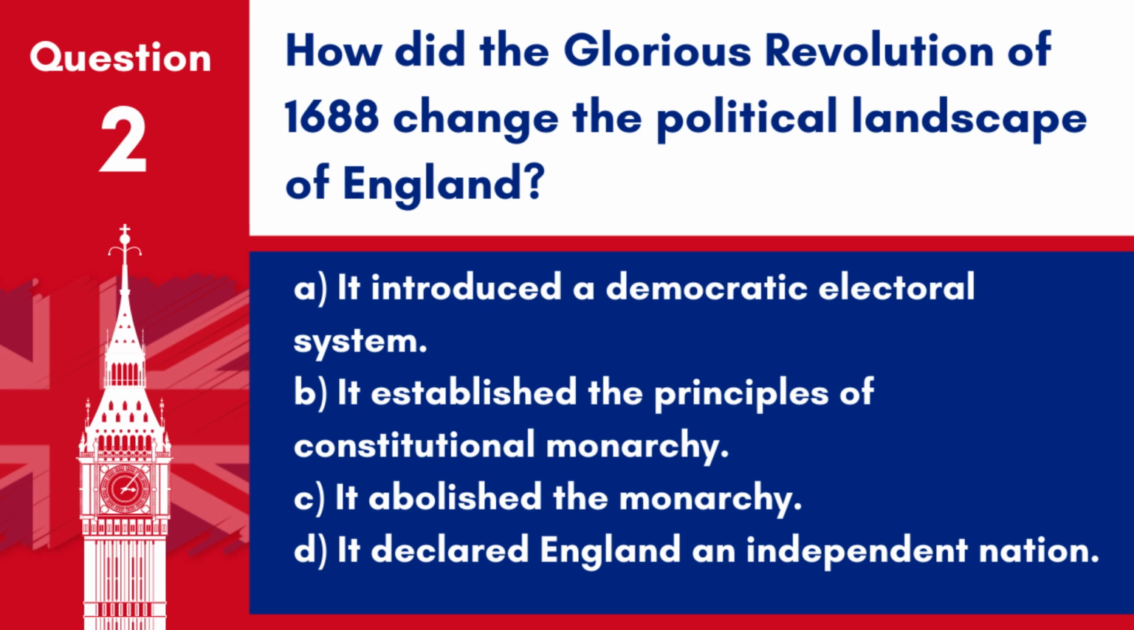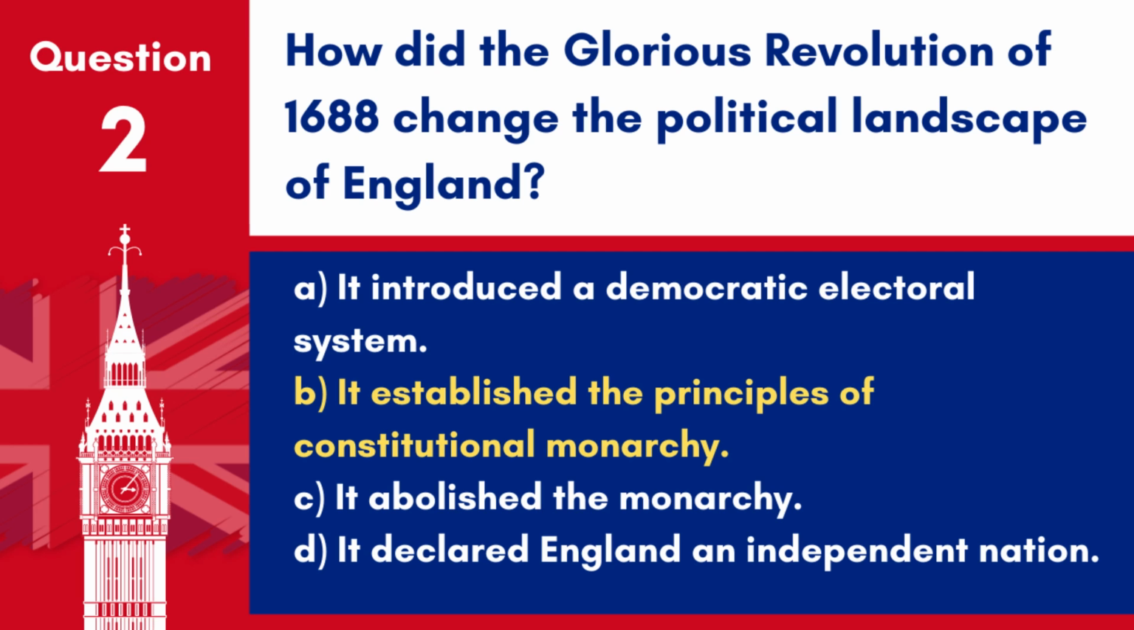Question 2. How did the Glorious Revolution of 1688 change the political landscape of England? A. It introduced a democratic electoral system. B. It established the principles of constitutional monarchy. C. It abolished the monarchy. D. It declared England an independent nation.